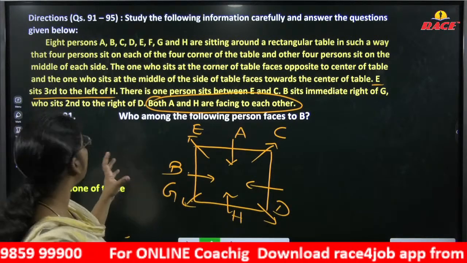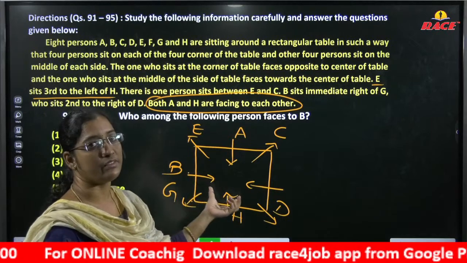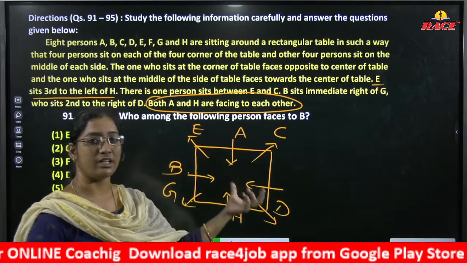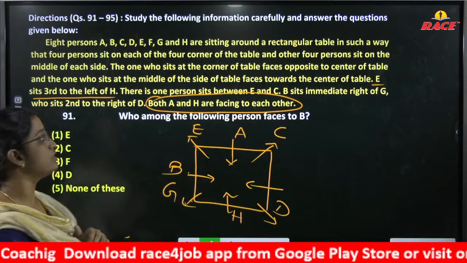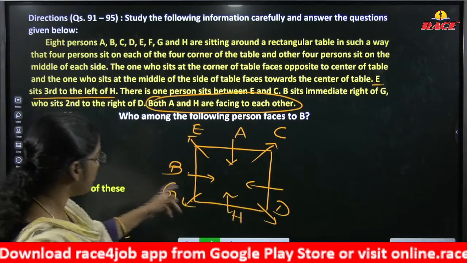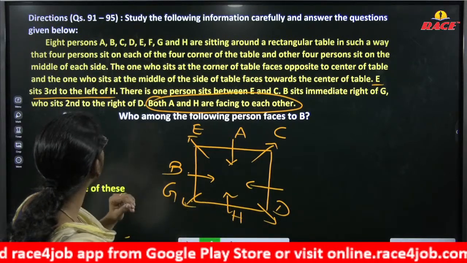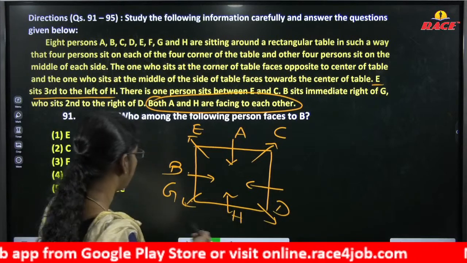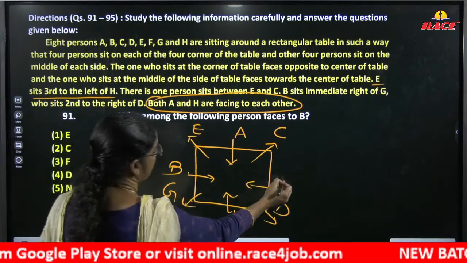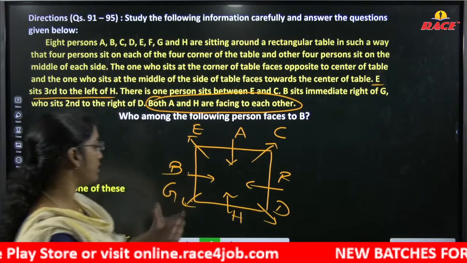Out of 8 members, we have already placed 7 members. The remaining person goes in the remaining position. So who is the remaining person? A, B, C, D, E, F in order. We already have E, so we are not taking E, so I am taking F in that place.